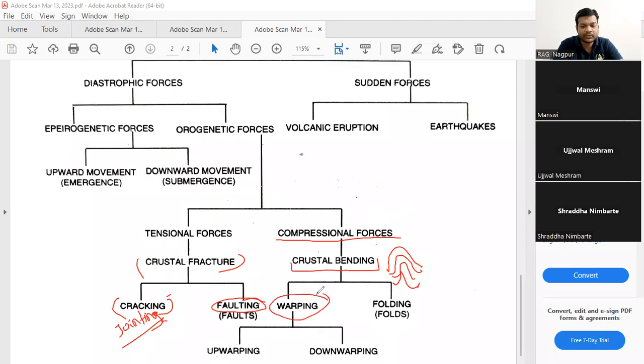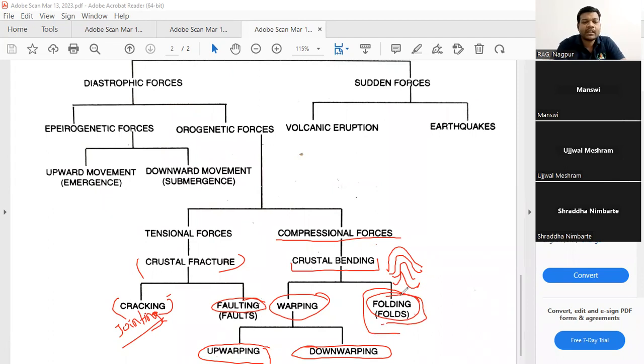So there is warping or folding. Warping means twisting, so it may be upwarping or downwarping. It will twist the surface in an upward movement, or it will twist the surface in a downward movement. And then folds and folding. I've given you a detailed account of folds as well, so all the folds are covered in this crustal bending.